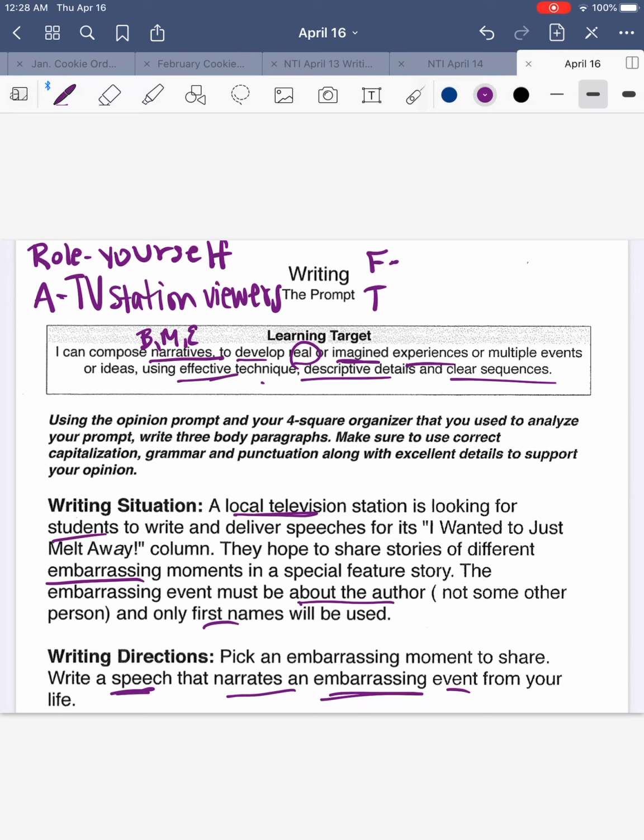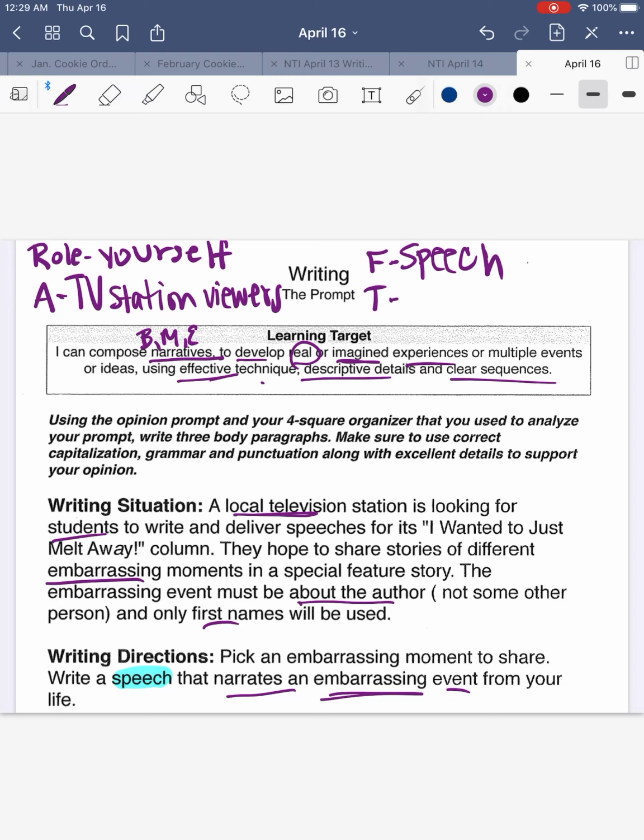Now for the F, the form, what are you writing? Are you writing a letter? Are you writing an email, a blog, an article? So here it says that we are writing a speech. A speech is you're writing to your audience, so you're going to use that type of language, but you've got to make sure that it's still formal, but it's just like you would be standing up talking to a group of people. So you are writing a speech.